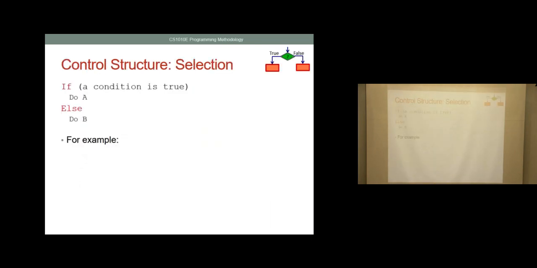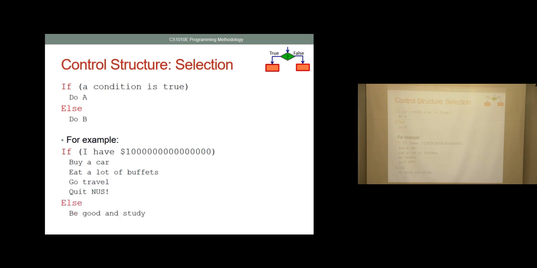And it's making a choice. In general, in any programming language, you have this. If such a condition is correct, that means the condition is telling you a truth, you do A. If the truth fails, you do B, okay? For example, if I have this 110 million dollars, what will I do? I will buy a car. I will eat a lot of buffets. I will go travel. I will quit NUS. Okay? What if not? Else, be good and study. Okay? So that is your decision.